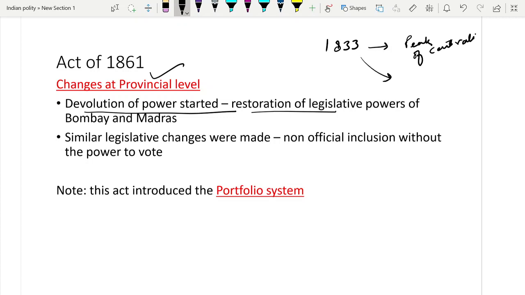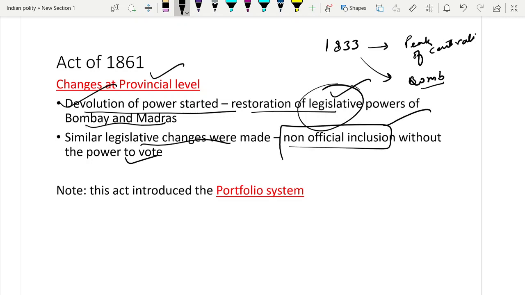Okay, so we saw that Bombay and Madras had no power, especially in the matters of legislation and revenue. They had lost almost all of their power and were under Bengal. But here they get their legislative powers back, and this process of devolution, or decentralization, started. Similar changes were there in non-official majority inclusion. Members were there, but non-official members had no right to vote.